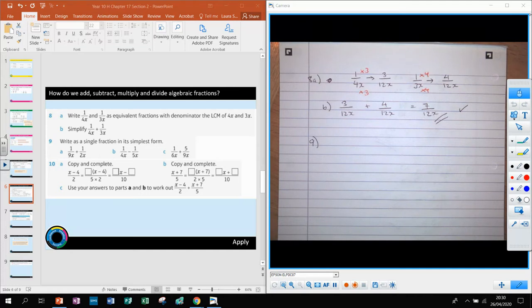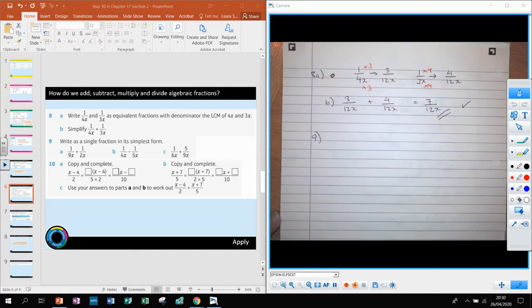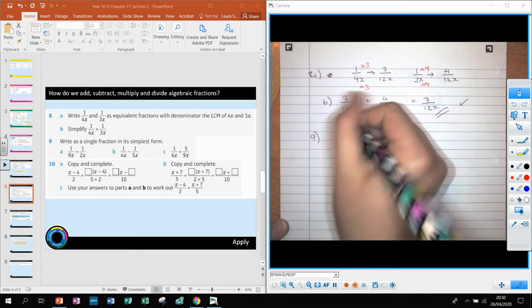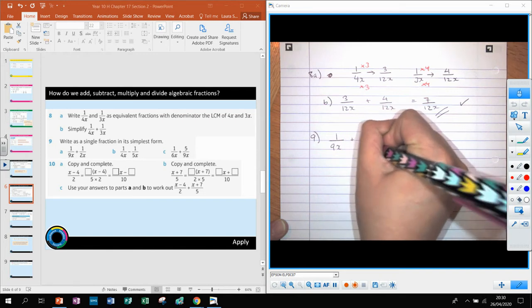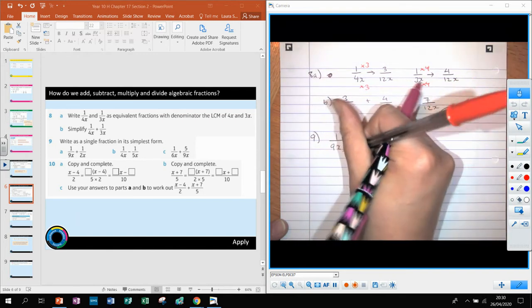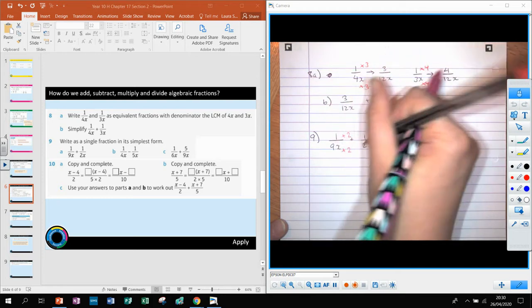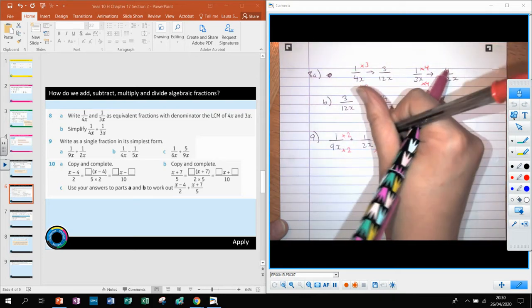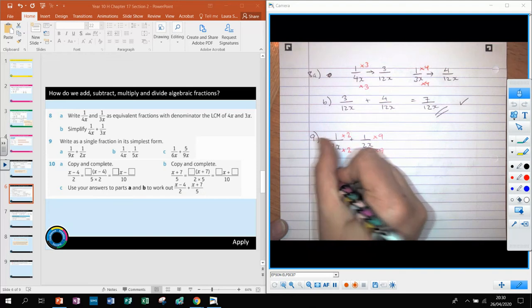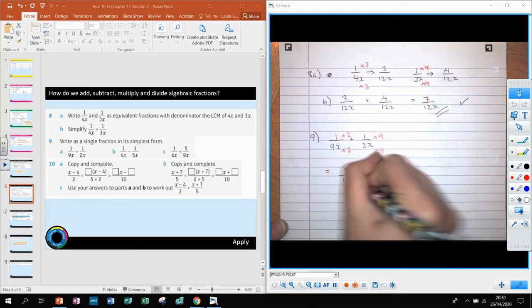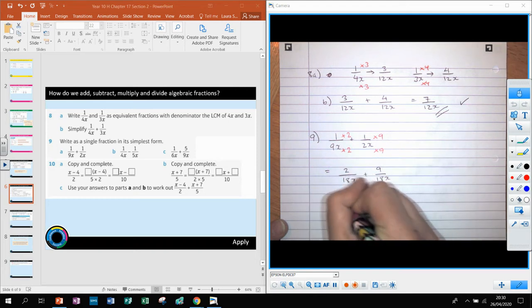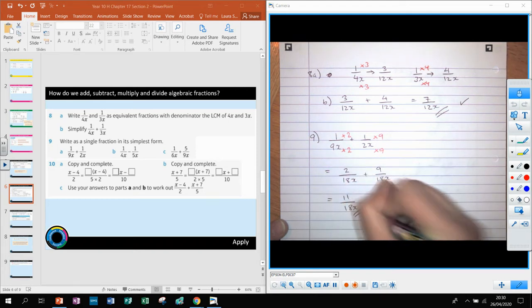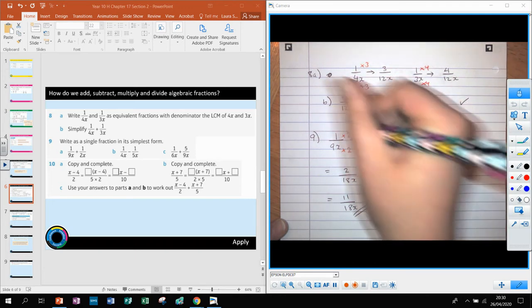Now let's look at question 9. It says, write as a single fraction in its simplest form. So in other words, find your common denominator and add or subtract. So let's do that. So we have 1 over 9x plus 1 over 2x. Our common denominator is going to be 18x. So we multiply that by 2, and we multiply this one by 9. That will give us 2 over 18x plus 9 over 18x, which gives us a final answer of 11 over 18x. Okay, so well done. And that was part A.